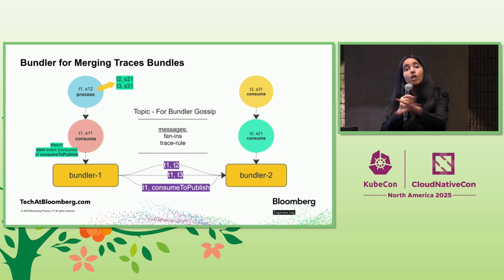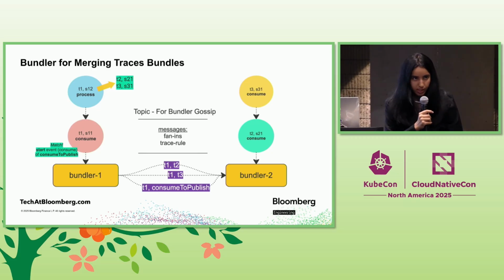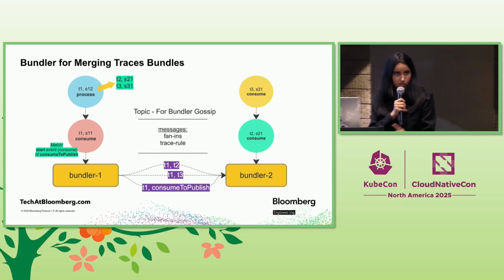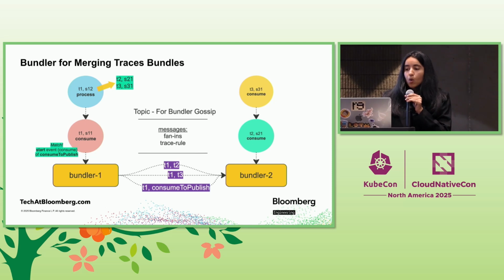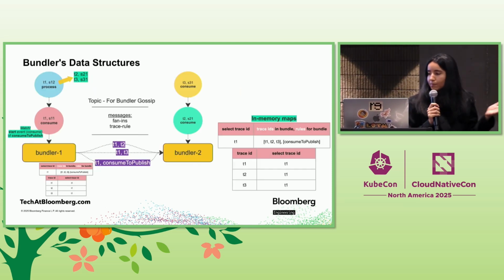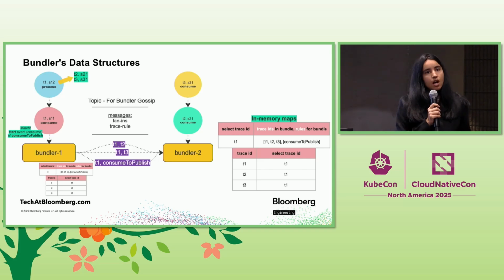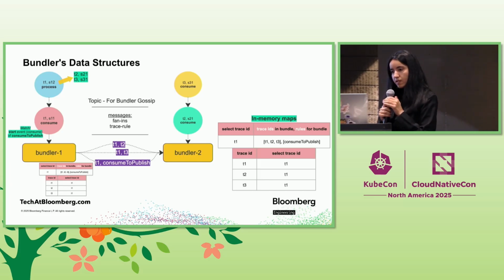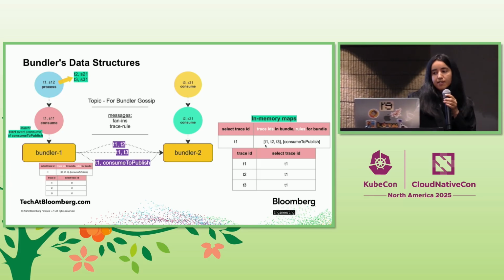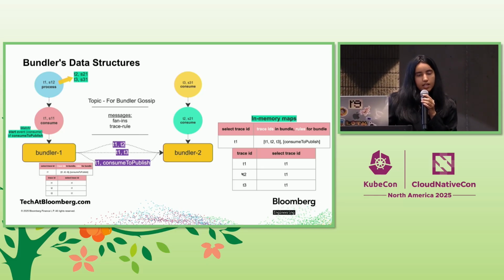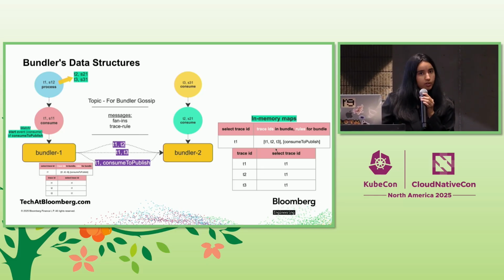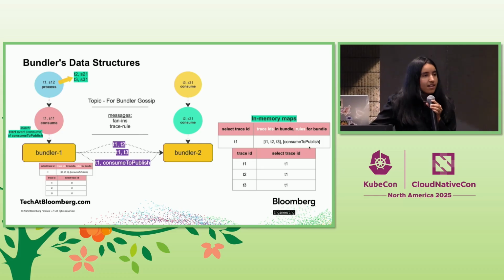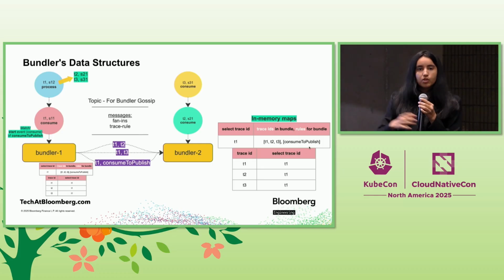We can make sure that all bundlers have a view of all the trace bundles in the system at a given point in time. So they can all communicate this information with each other. And after they have this information, they essentially maintain in-memory maps of these bundles and potential rule matches for these bundles. For the sake of time, I will not go super deep into this, but simply put, this allows us to identify that a given trace ID is part of a given trace bundle, which potentially matches a rule. And then I can use that to put them into the relevant Kafka partition.